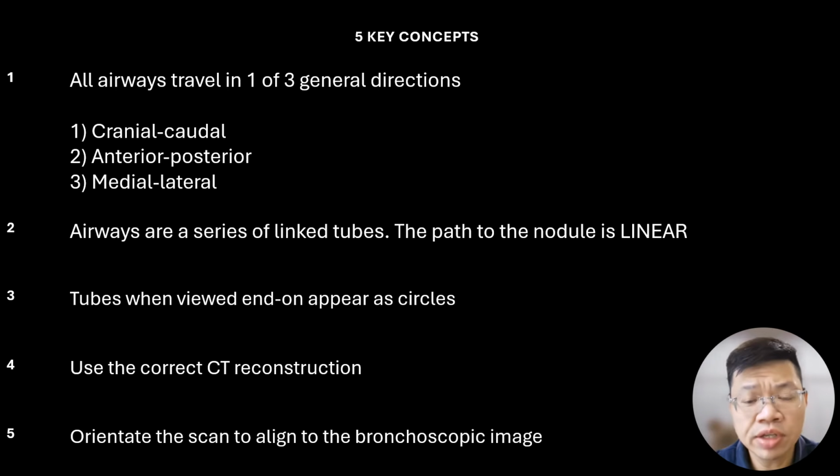Now, to recap the 5 key concepts, the first concept is that all airways travel in one of 3 general directions, which can be in a cranial caudal, anterior posterior, or medial lateral direction. Airways are a series of linked tubes, meaning that the path to any nodule is linear. And tubes, when viewed end-on, appear as circles. We can then choose the appropriate correct CT reconstruction and orientate the scan to align to the bronchoscopic image.